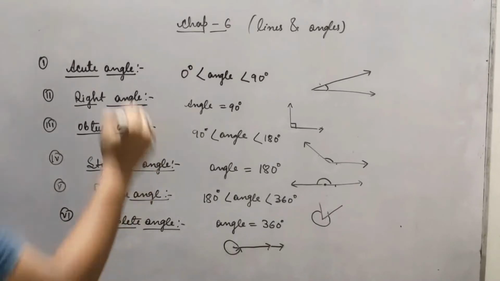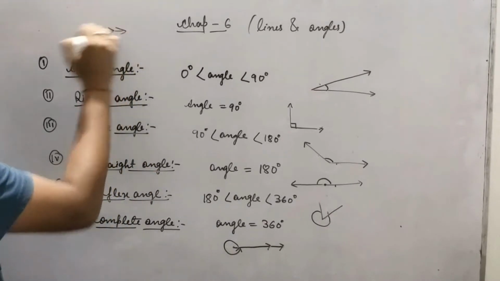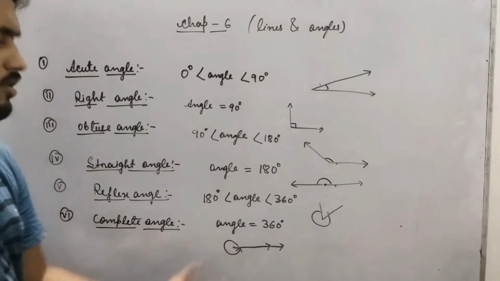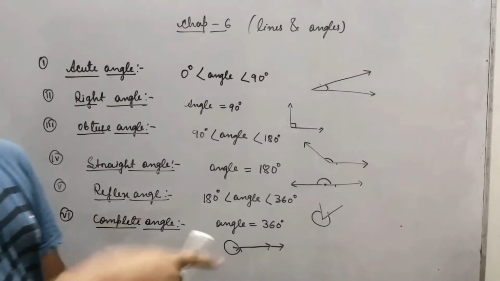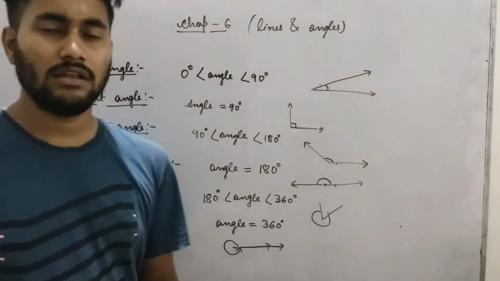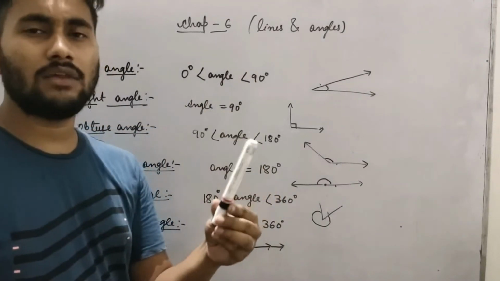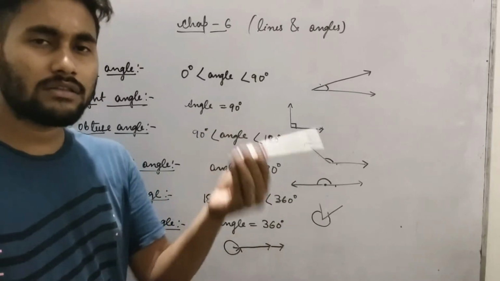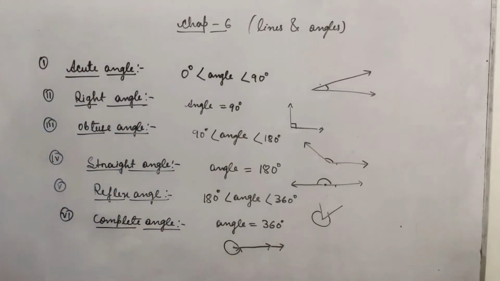In 0 degree it will be like this. Simple like this. No rotation. Understood? This is the complete angle. One complete rotation like this means our circle. So in the center of a circle, what is the angle? What is the angle at the center of a circle? That will be 360 degree. Understood? So these are the types of angle.